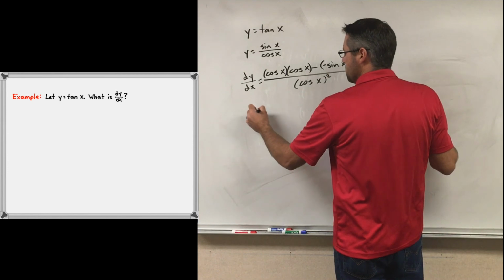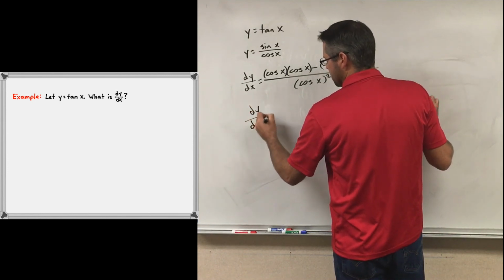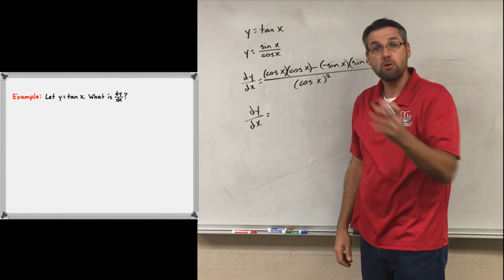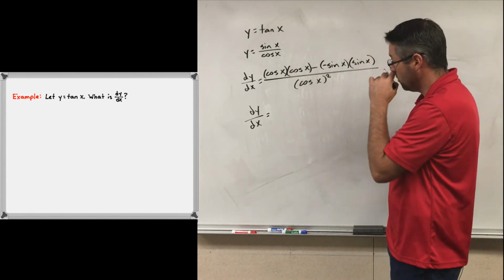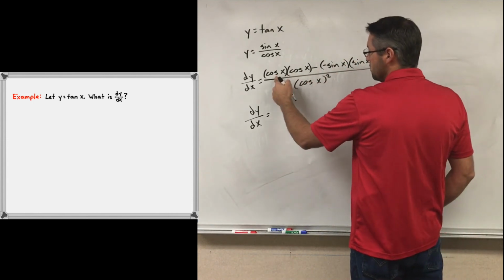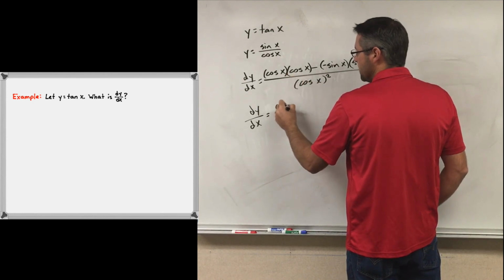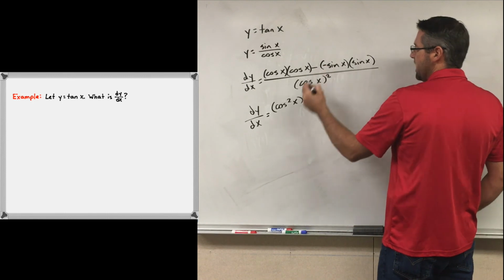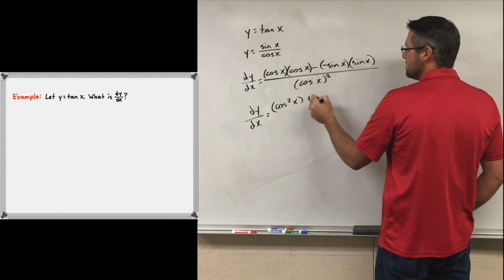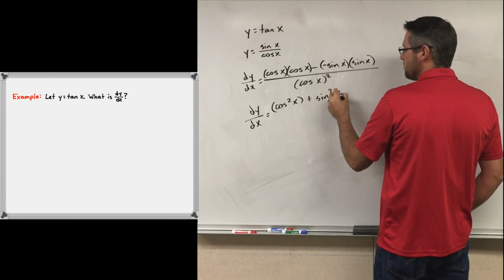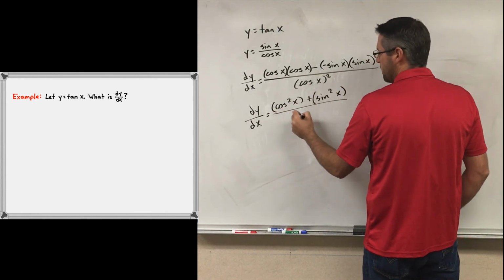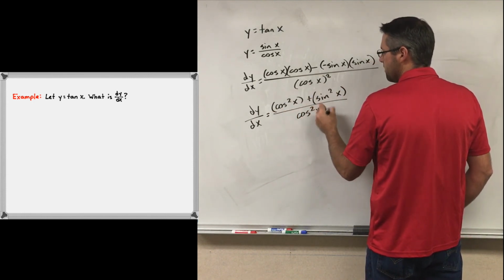Now, you would say, Mr. Bunye, didn't you just tell me I don't have to simplify anything if it doesn't say? Yeah, except I'm looking for something here. This one's really cool. Let's keep going with this. What's cosine of x times cosine of x? Well, that's cosine of x squared. And then minus a negative, that would be plus sine of x squared, all over, and I could rewrite cosine of x squared as cosine squared x like that.